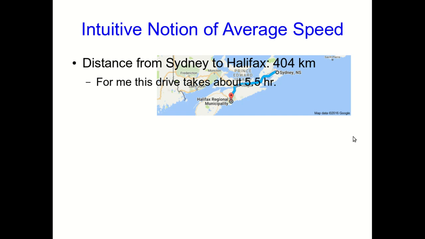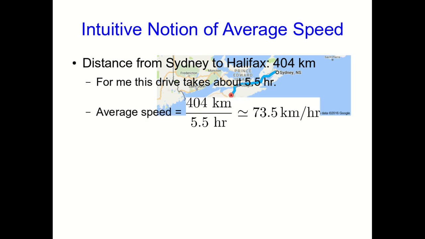So let's think about driving from Sydney to Halifax, which many of you will have done. Google Maps tells me that's 404 kilometers, and for me that drive would take about 5.5 hours. So we can say that my average speed would be 404 kilometers divided by 5.5 hours, and that's 73.5 kilometers per hour. Well, does that mean I went 73.5 kilometers per hour the whole way? Well, certainly not. As I was driving through Sydney, the police would have been awfully annoyed with me if I was going that fast. And on the stretch of the Trans-Canada between New Glasgow and Truro, everyone else would have been extremely annoyed with me if I was driving at that speed.